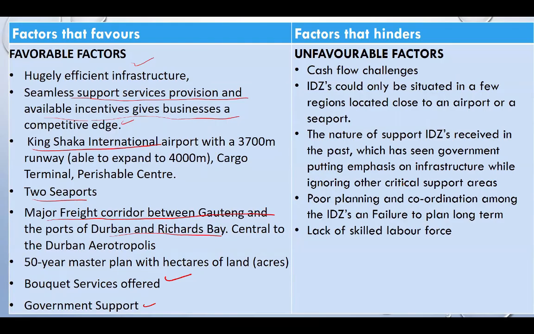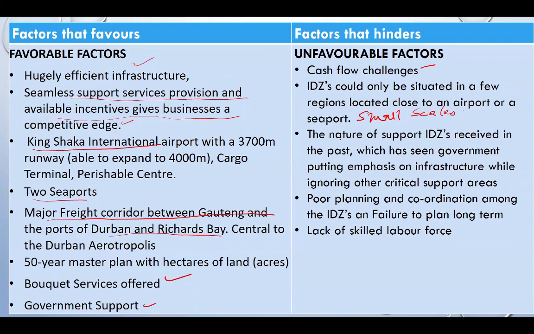And then what are the challenges there? Cash flow. There isn't enough money. And then an IDZ is only suitable in a few regions, so it is on a small scale. So it hinders development because of the small scale. And small scale means that there's going to be less money.